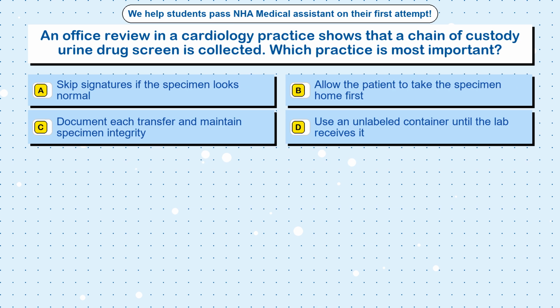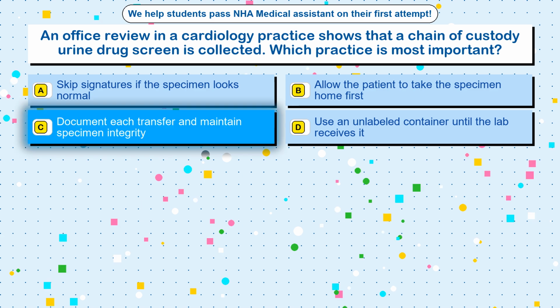Question 61. An office review in a cardiology practice shows that a chain of custody urine drug screen is collected. Which practice is most important? Option A, skip signatures if the specimen looks normal. Option B, allow the patient to take the specimen home first. Option C, document each transfer and maintain specimen integrity. Option D, use an unlabeled container until the lab receives it.